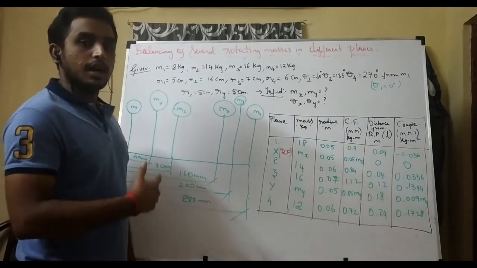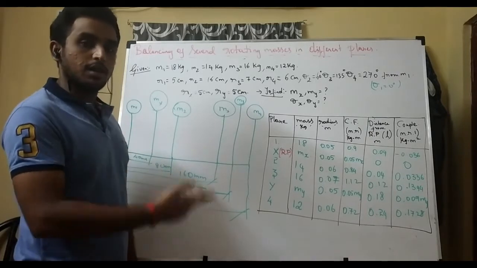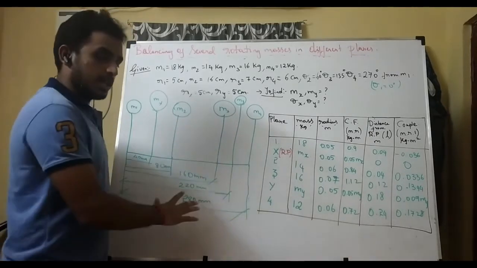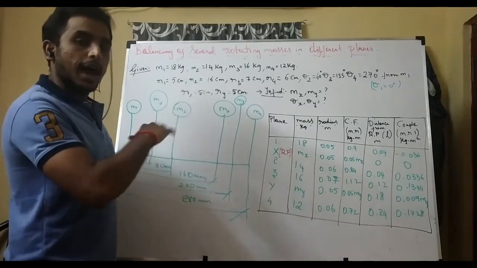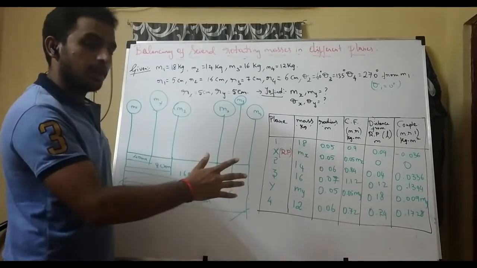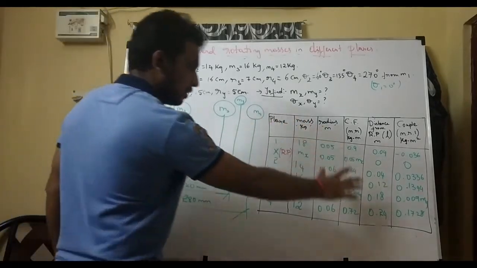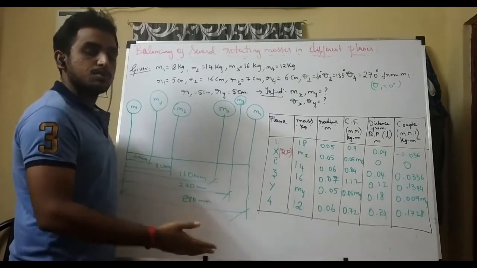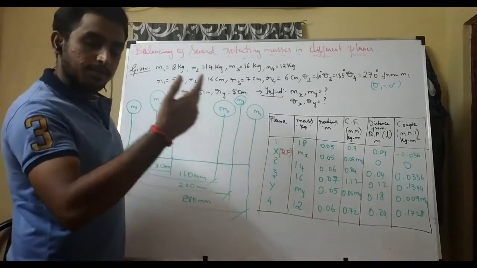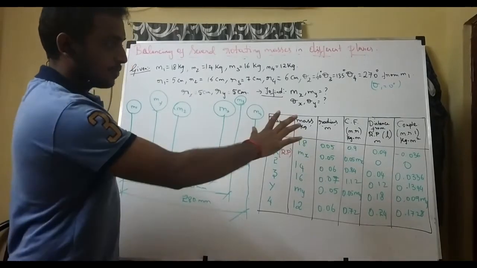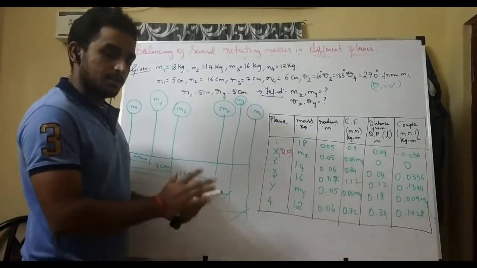Whenever the problem is asked in balancing of several masses in different planes, first we need to draw the position of planes, and then we have to draw the angular position of planes. After drawing those two figures, we have to go straight to the tabular column. With this tabular column, it is very useful for us to construct the force polygon as well as the couple polygon. So how we are going to construct this, for reference the tabular column is very much important.